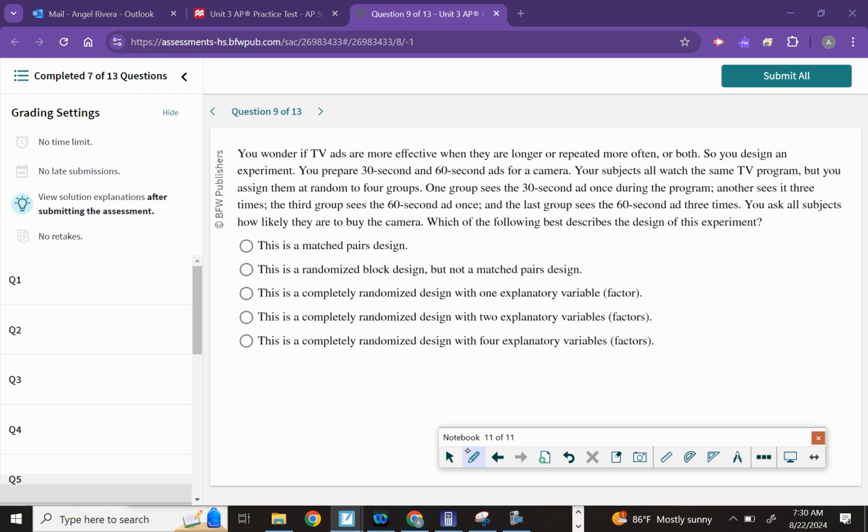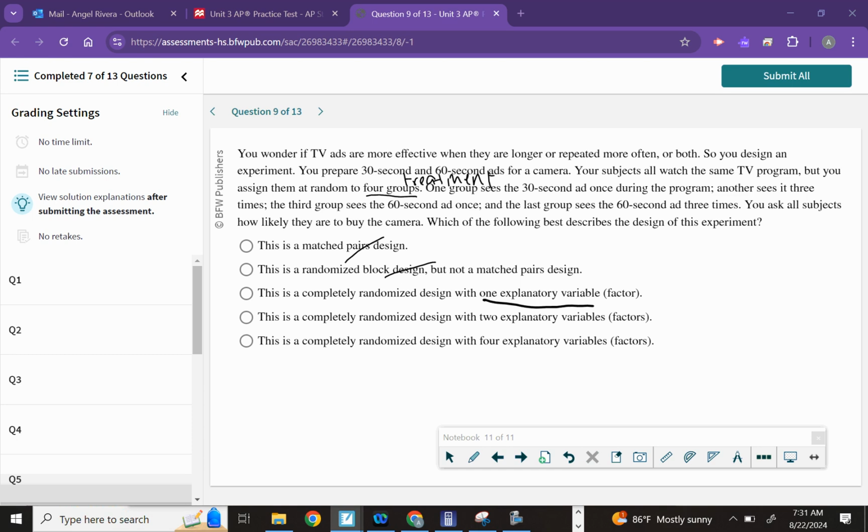You wonder if TV ads are more effective when they are longer or repeated more often, or both. So you design an experiment. I'm going to kind of skim over that. You ask all subjects how likely they are to buy the camera. Which of the following best describes this experiment? So we have 30, 60-second ads. The subjects all watch the same TV program, but you randomly assign them to 4 groups. One group sees the 30-second, one group sees the 60, and so on. Now, be careful. When it says groups there, really that was the 4 groups for treatment. That is not blocking. So this is just a completely randomized design. So it's not blocking, it's not matched pairs.